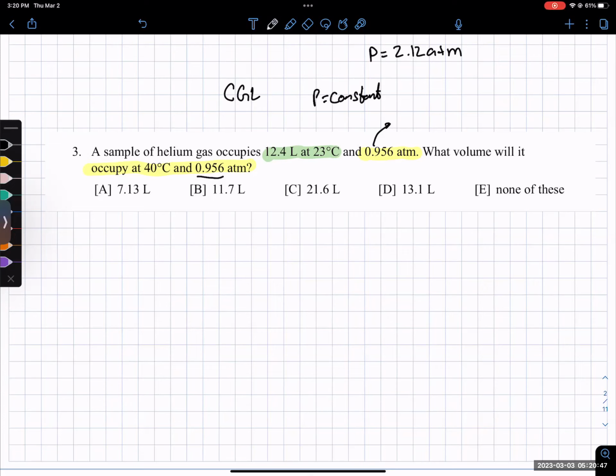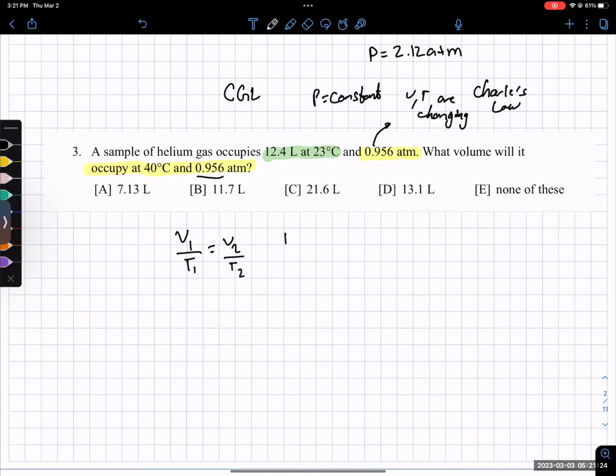And you notice that V and T are changing. So whose law is that again? V and T? Charles. Yeah, okay, Charles. How do you spell it? Charles' law. Something like that. Okay, so V1 over T1 equals V2 over T2.